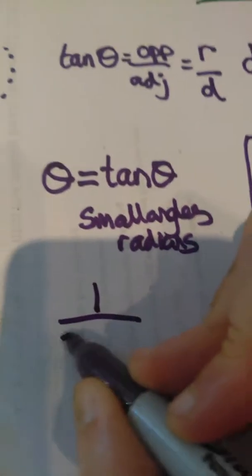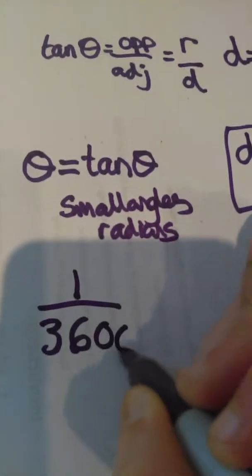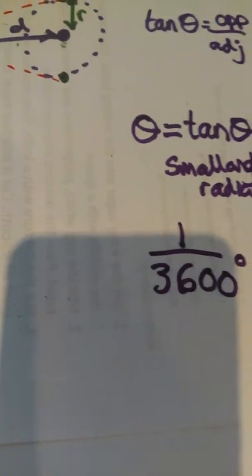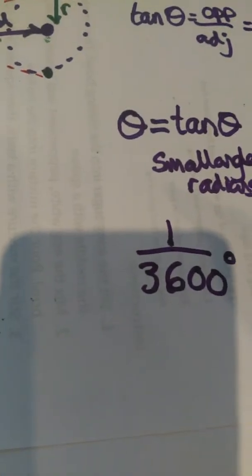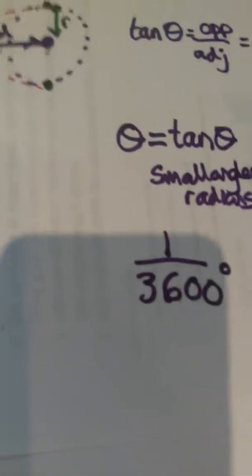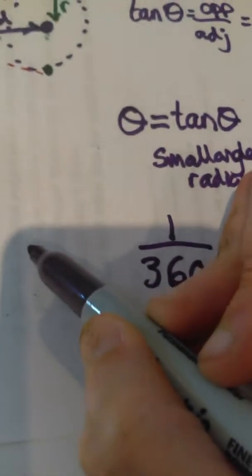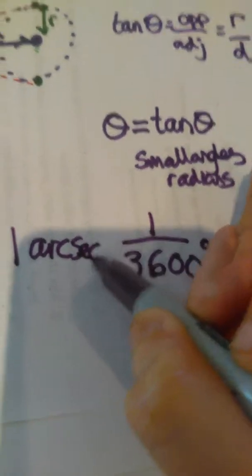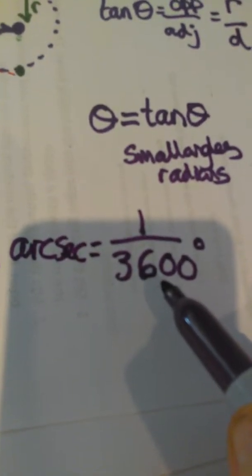Now, 1 second of arc is 1 over 3,600 degrees, okay? That's the definition of 1 arc second. 1 degree can be split into 60 arc minutes, and each arc minute can be split into 60 arc seconds. So 1 arc second would be equal to that in degrees.